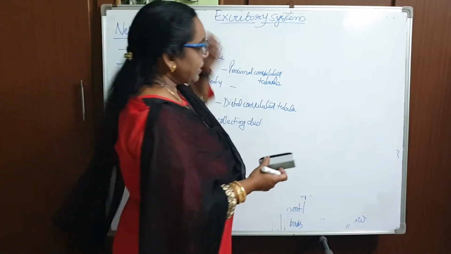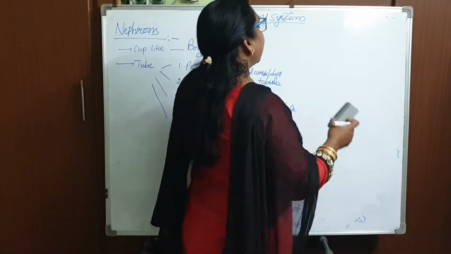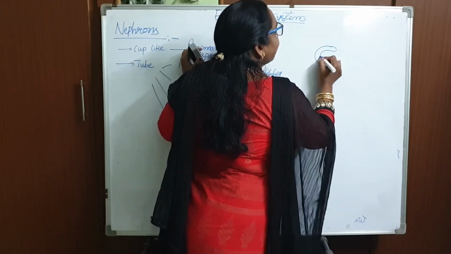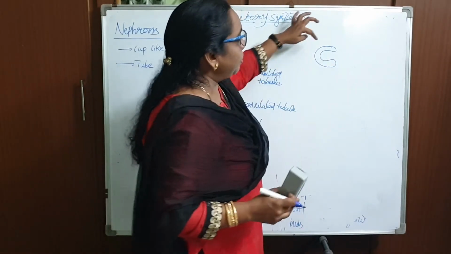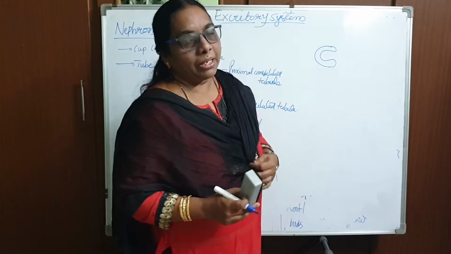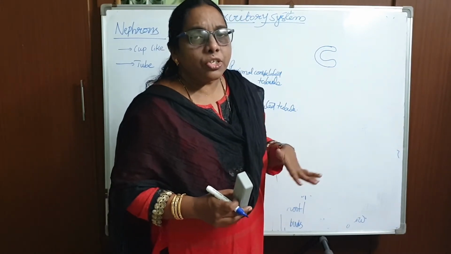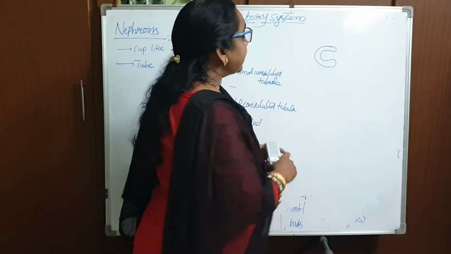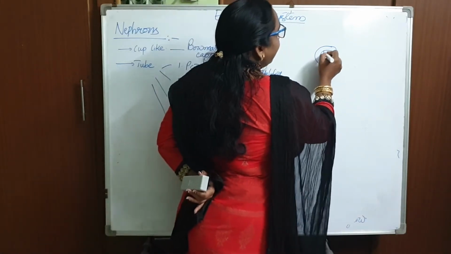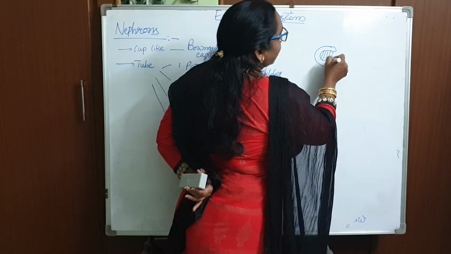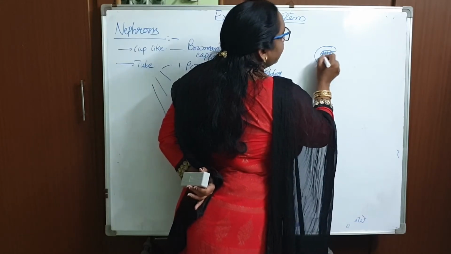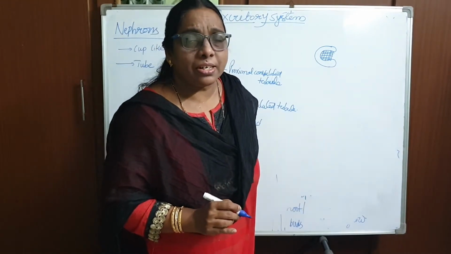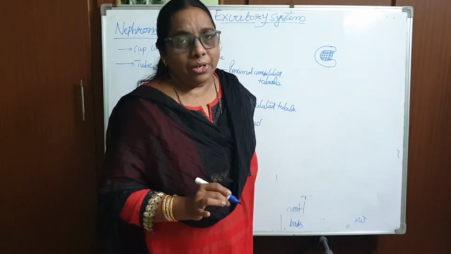The first one, as I said, is the cup-like portion. This is made up of two membranes, an inner and an outer membrane. Together, what do we call this inner and outer membrane? Bowman's capsule. Inside this Bowman's capsule, we can see a network-like structure called the glomerulus. What is it called, children? It is called the glomerulus.